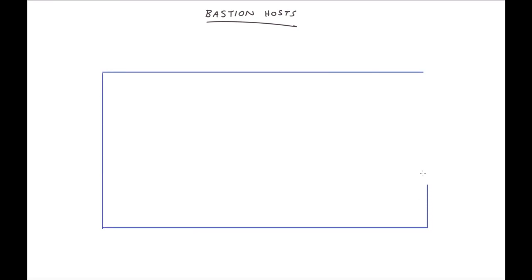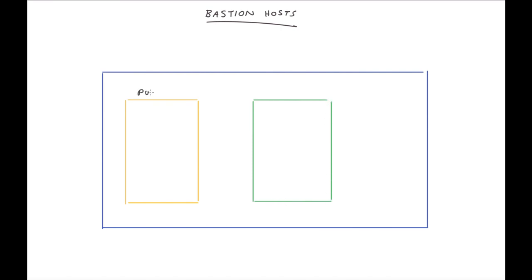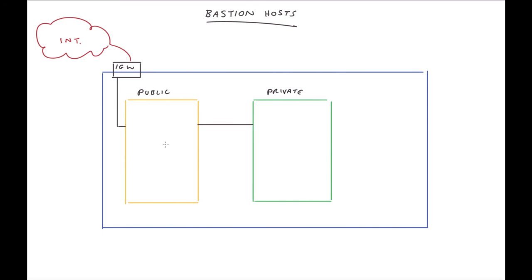So let's draw out our VPC configuration to allow me to explain how this works. So here we have our VPC. We're going to have a public subnet, and we'll also have a private subnet as well. So this will be our public, and this green one here will be our private. Now obviously we have an internet gateway attached, as we have a public subnet, our IGW, and this connects out to the internet. We also have routes added to allow the subnets to talk to each other, and also the public subnet to route out to the internet gateway as well.